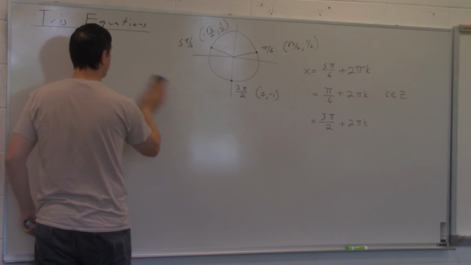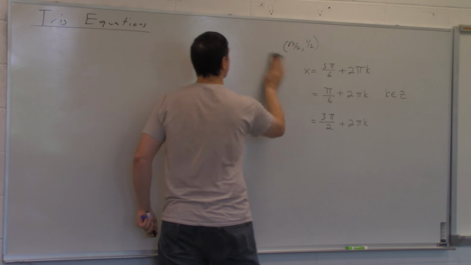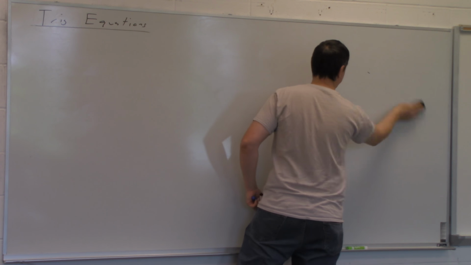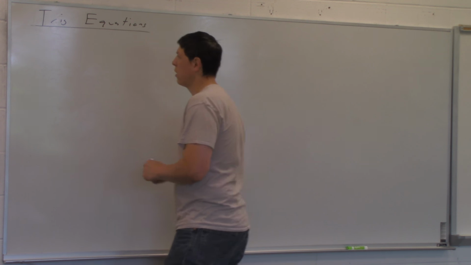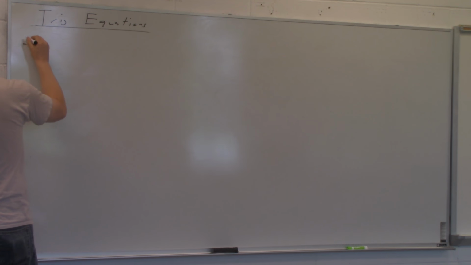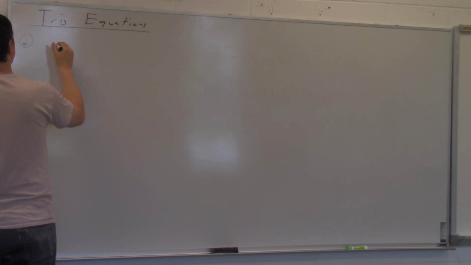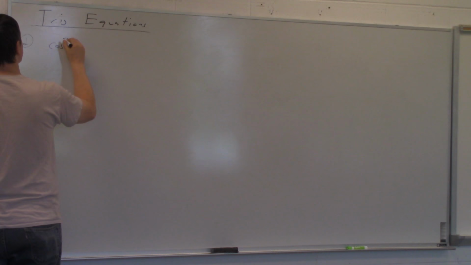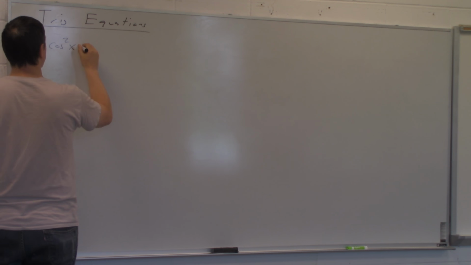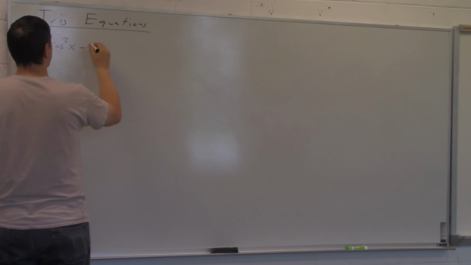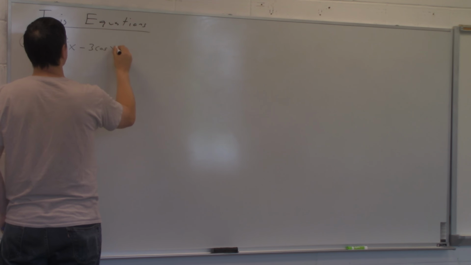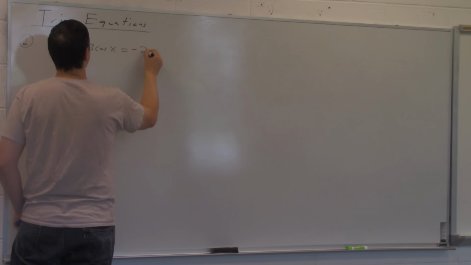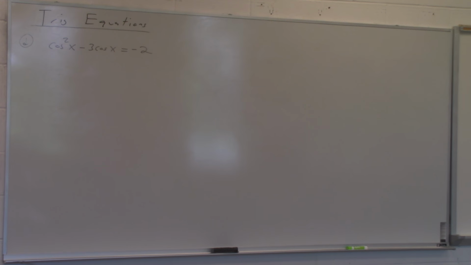Last trig equation, say for item D, let's say something like cos squared x minus 3 cos x equals -2. So see if you can solve that. I'll give you guys a few minutes, pause it.